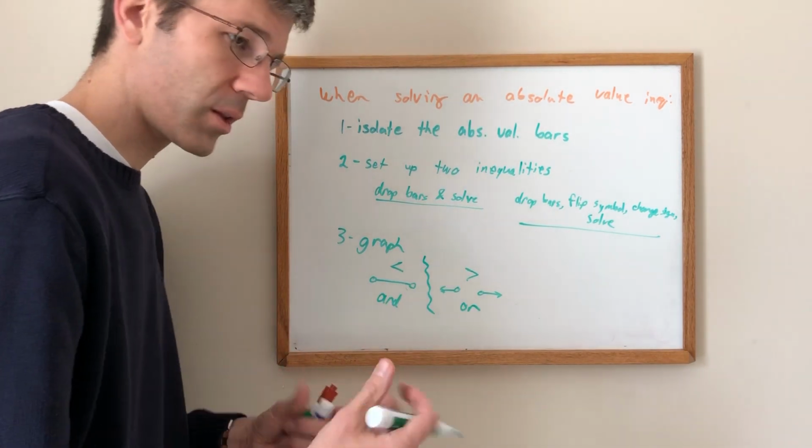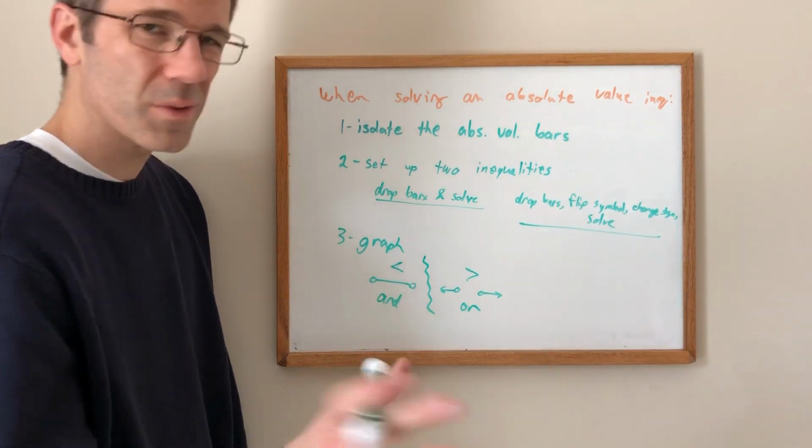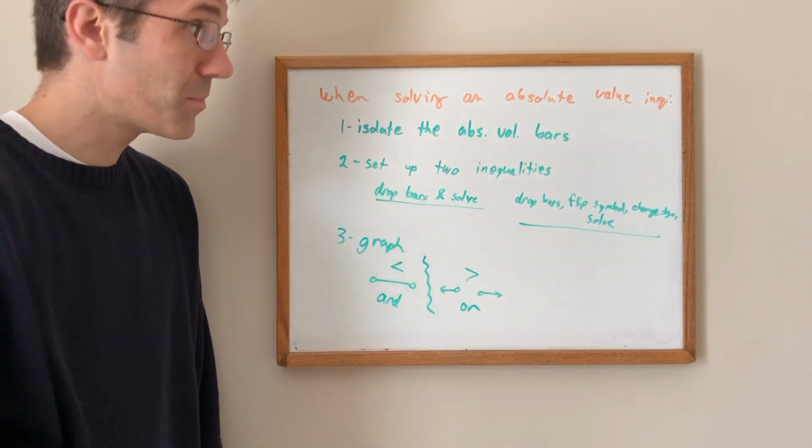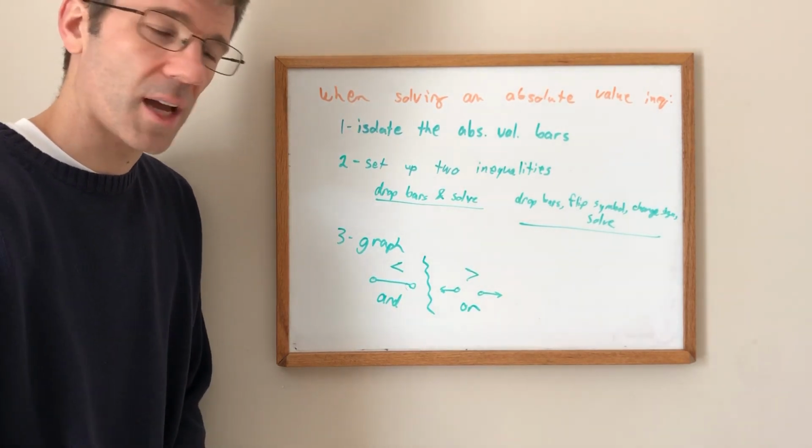Now, if you fill the circles in, then you would have the same thing, like if it was equal to. We'll deal with that later. So that's basically the most simplified version of how to do these. We're going to go through several examples, and you'll see what we mean.